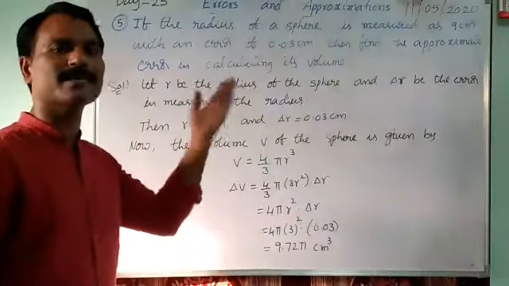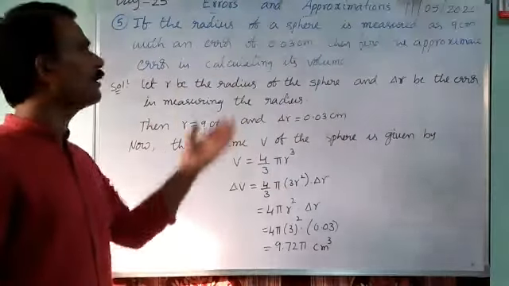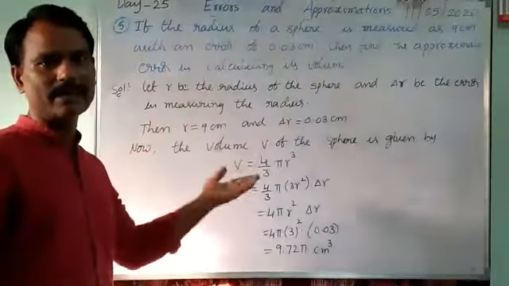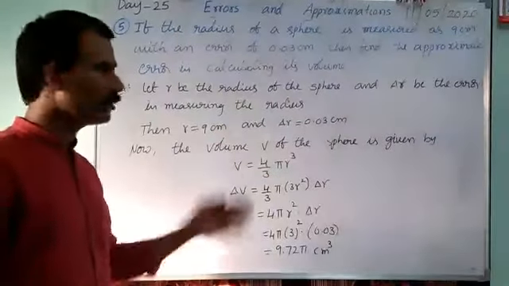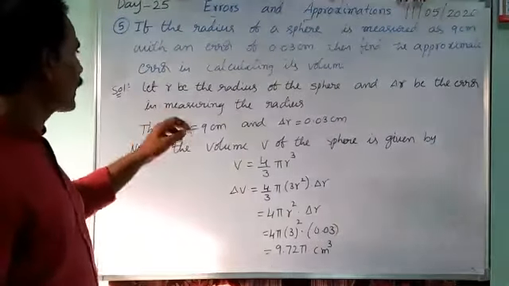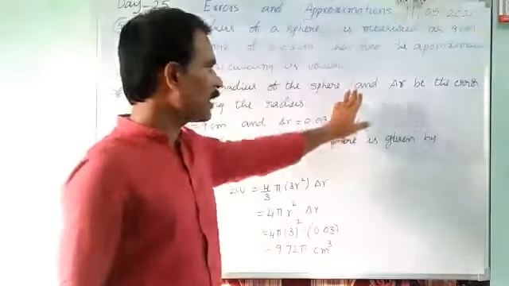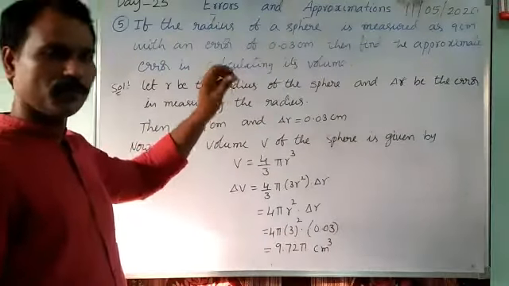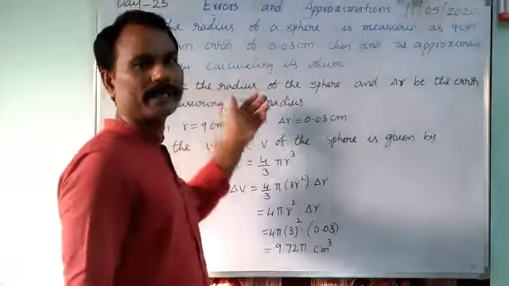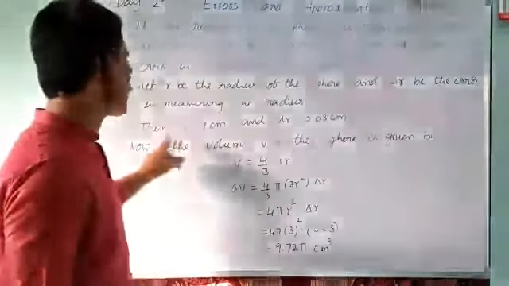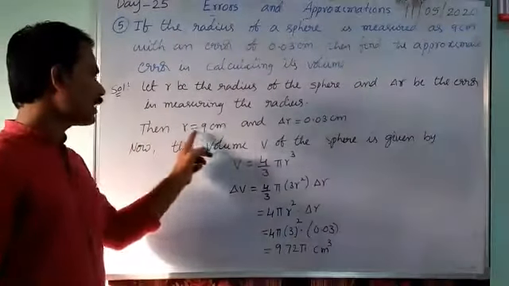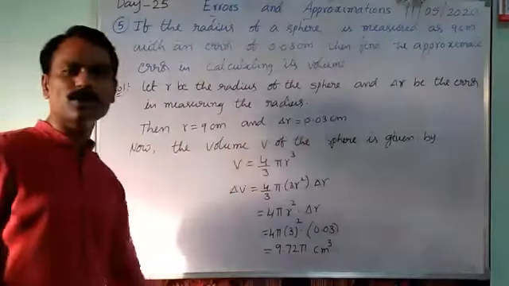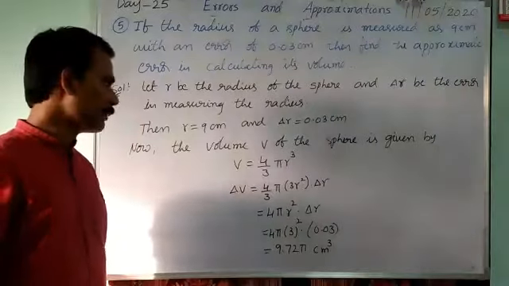Its volume means he is asking delta v. Delta v with respect to radius means delta v equals f dash of r into delta r. Okay, now write the curve. Let r be the radius of the sphere and delta r be the error in measuring the radius. This is the wording. If you are able to write it, you can write it. Otherwise, you can start from here. So given r is equal to 9 cm and delta r is equal to 0.03 cm.